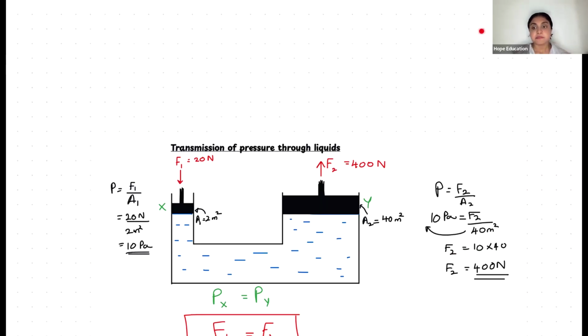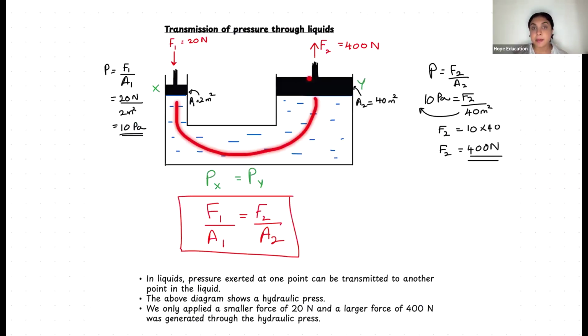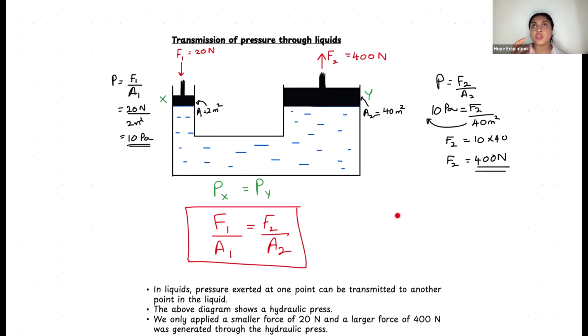The pressure goes in all directions to this side. So here the pressure will be the same but area is larger. So the force generated will also be larger. So hydraulic press is very important when you want a bigger force, but you only can apply a small force. Here I can only give 20 newtons, but I get 400 newtons generated through this setup. That is why hydraulic press is very important, right?